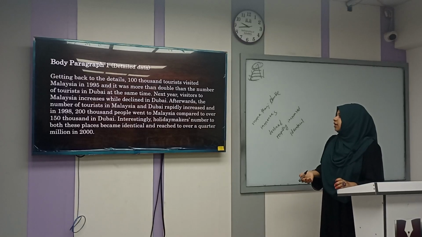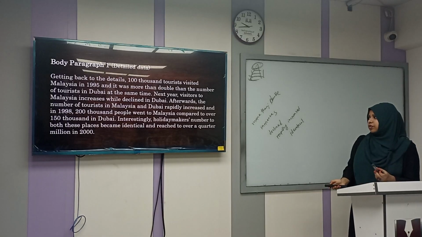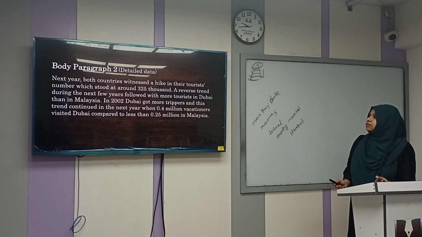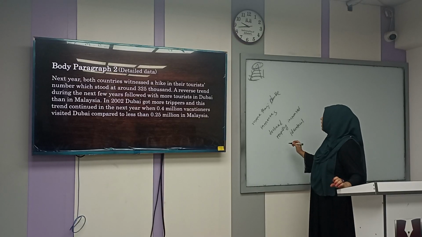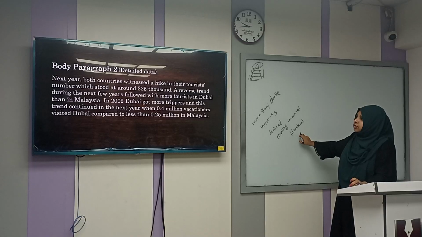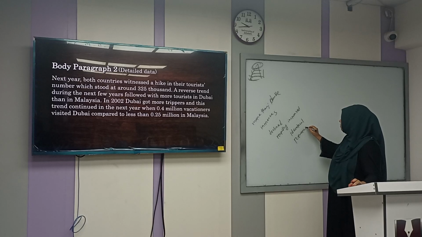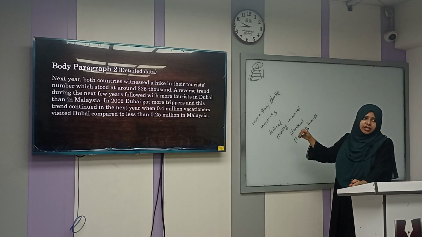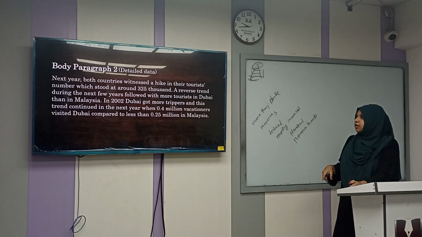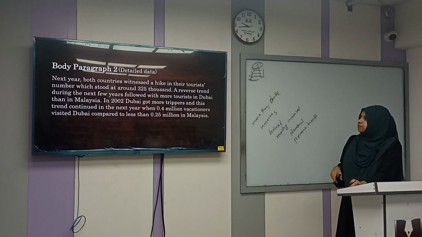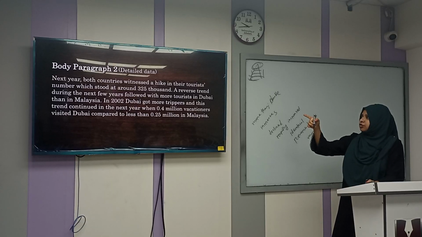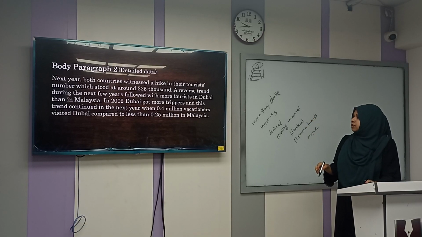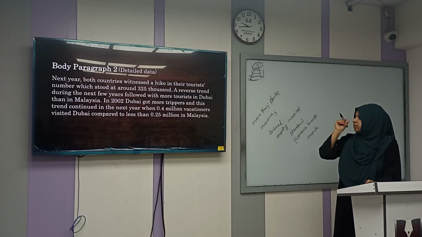Instead of saying same, you say identical, that's another proof of your vocabulary. Over a quarter, you can't say a quarter million. Okay, at around, for reverse trend during the next few years, followed. Reverse trend means, if the earlier one was higher, then it shows the opposite. Okay, then got more, more tourists or trippers, continued less than, less than.